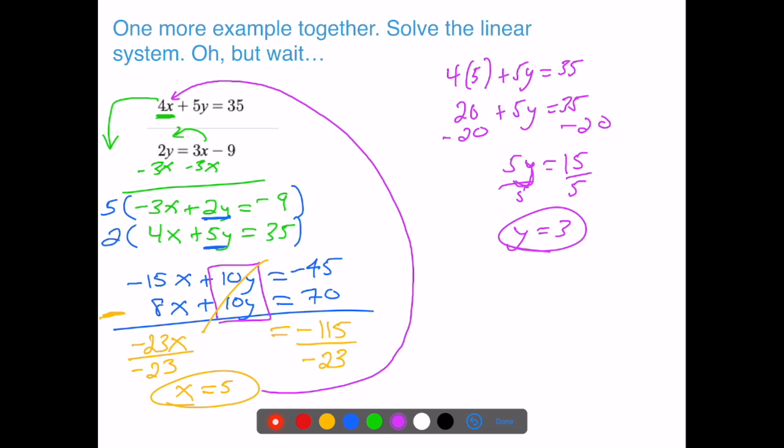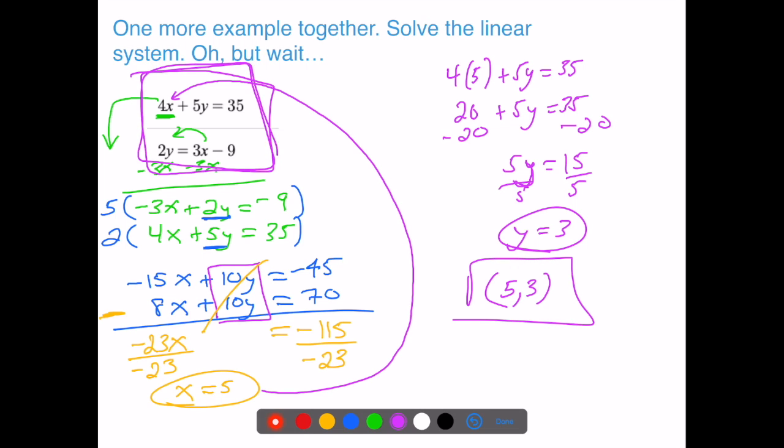And so again, our solution is the point, and every point has an x and a y value, so we need to write both. So 5, 3. And if you go to Desmos and you graph these two equations right there, you will find that they intersect at 5, 3.